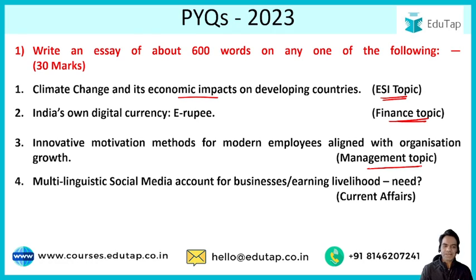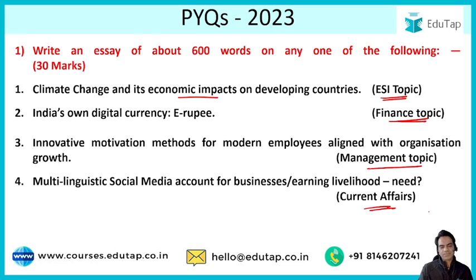And fourth was multilinguistic social media accounts for businesses or earning livelihood. For example, people are using YouTube and social media accounts to earn livelihood these days, right? It's their full-time job. So how has it developed over time, and what is the need, is there a need for it or not? So it was definitely a current affairs based topic.